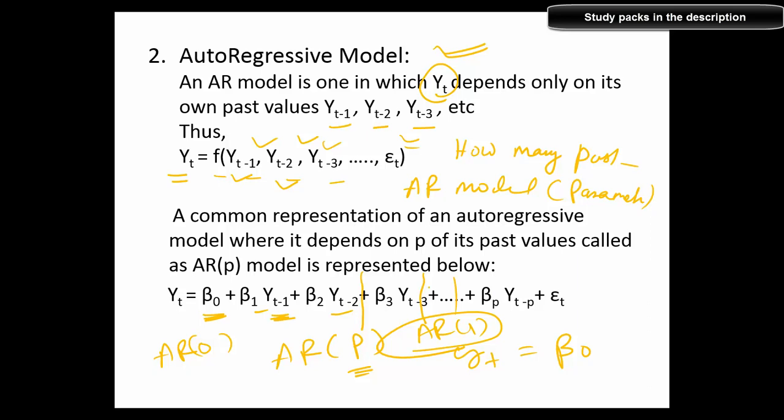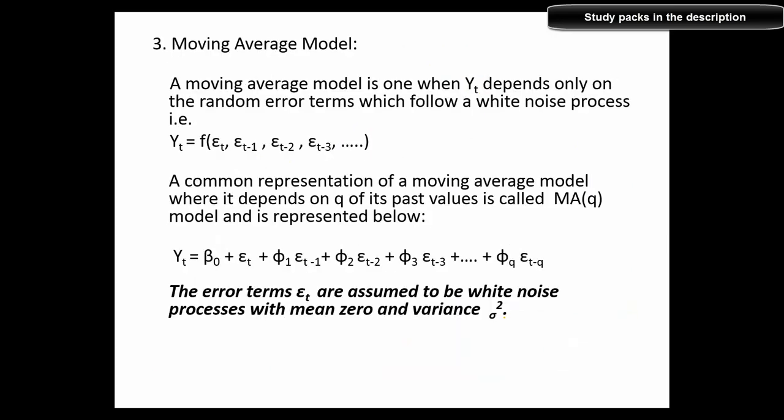Most of the times you will stop at AR3 and 4. You won't go beyond that, right? Because intuitively, today's stock price is related to yesterday's stock price and the day before yesterday. But before that, it's a long gap. So we don't take many past values. And we'll see how to determine this actual p value. What is the best p value for forecasting? How many past values you need to take, that we'll see.